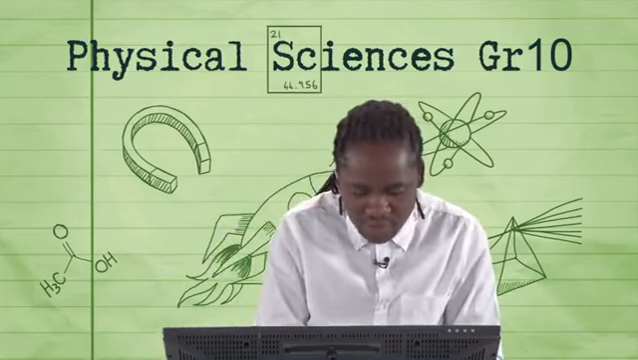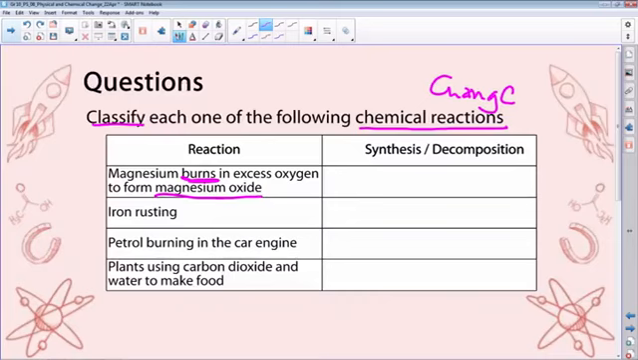So the burning process to form magnesium oxide. We had magnesium and oxygen as simple elements. Now we have a compound. Now new substances have been formed. This is more complex. As a result of that, this will be a typical synthesis reaction.